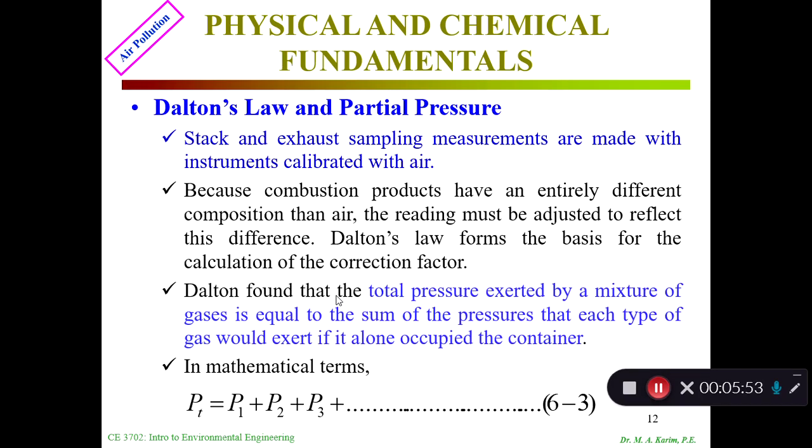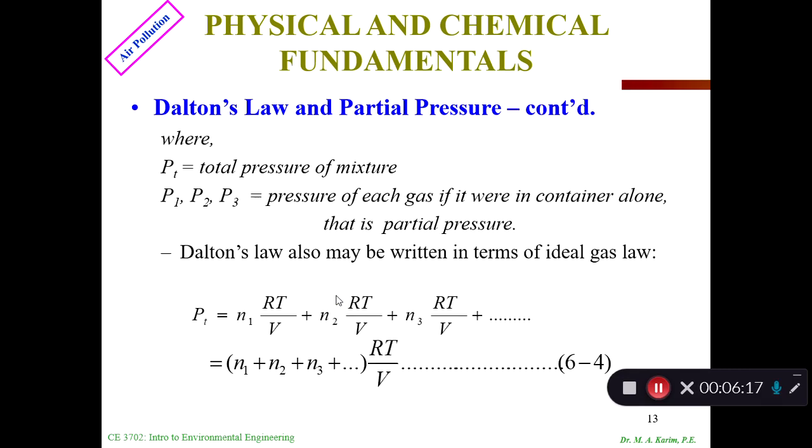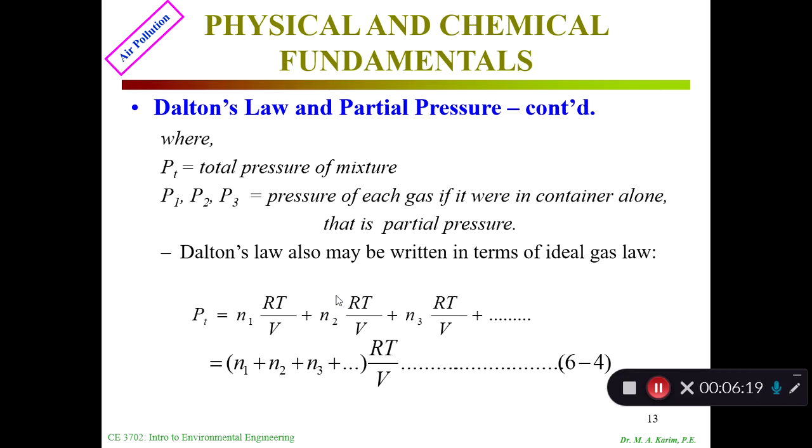So Dalton's law. Stack and exhaust sampling measurements are made with the instrument calibrated with air. Dalton found that the total pressure exerted by a mixture of gases is equal to the sum of the pressure that each type of gas would exert if it alone occupied the container. So in mathematical terms, total pressure PT is equal to P1 plus P2 plus P3 and so on.